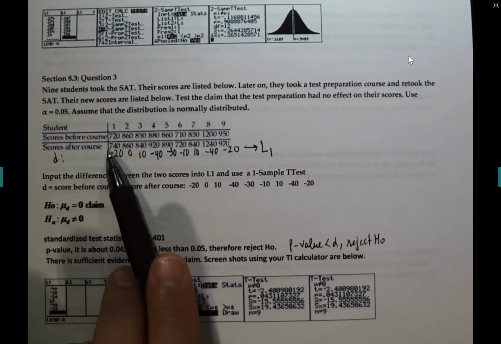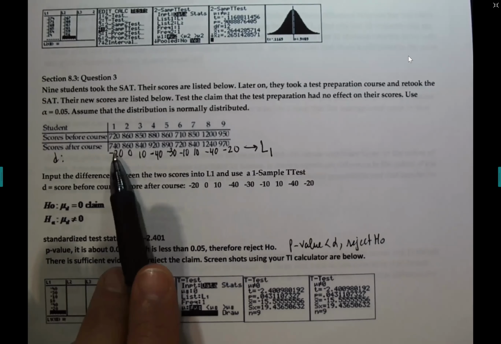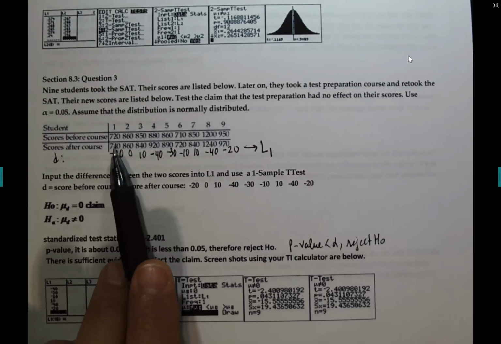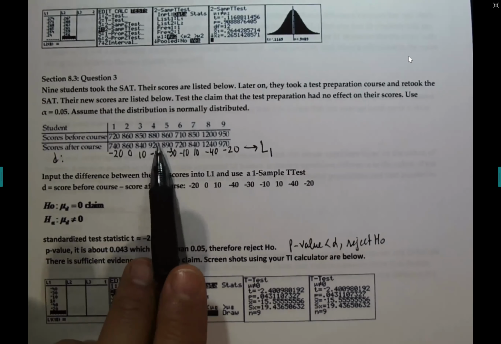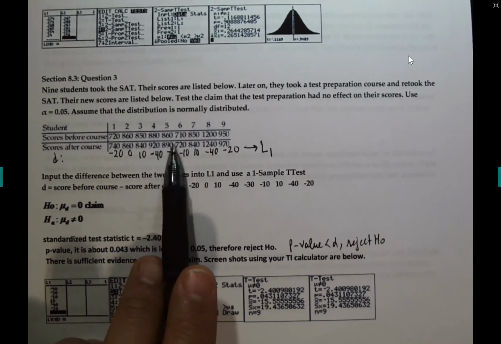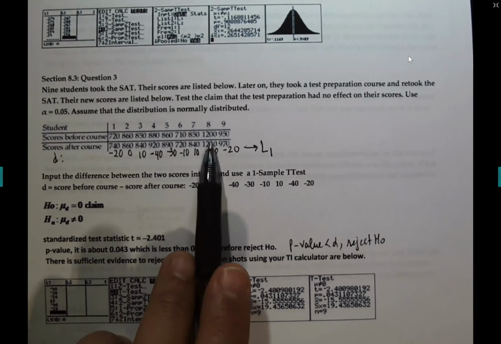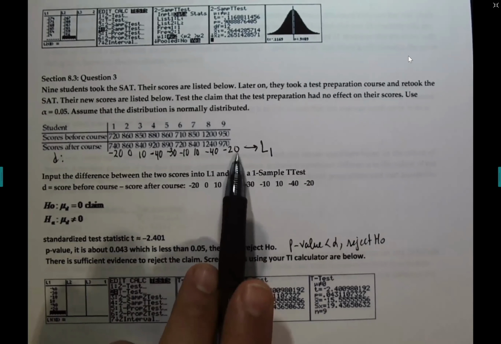As you can notice, guys, many students did improve when they did the test preparation. The students improved by 20 points. The students improved by 40. The students improved by 30. The students improved by 10. The students improved by 40. So it was improvement. It's just not making no difference. I think that was a false claim. And that's why we ended up rejecting the claim.